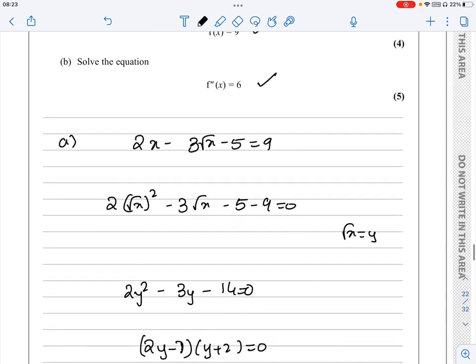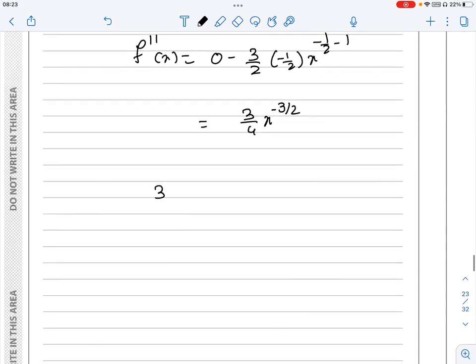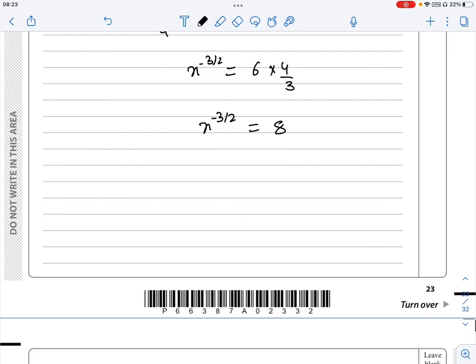But f double prime x equals 6. So 3 upon 4 x power negative 3 upon 2 equals 6. x power negative 3 upon 2 equals 6 times 4 upon 3. So x power negative 3 upon 2 equals 8. So x equals 8 power negative 2 upon 3. Do this by calculator and you should get 1 upon 4. Or else you can write 2 cubed whole power negative 2 upon 3. The 3s cancel, so it becomes 2 power negative 2, which is 1 upon 4.